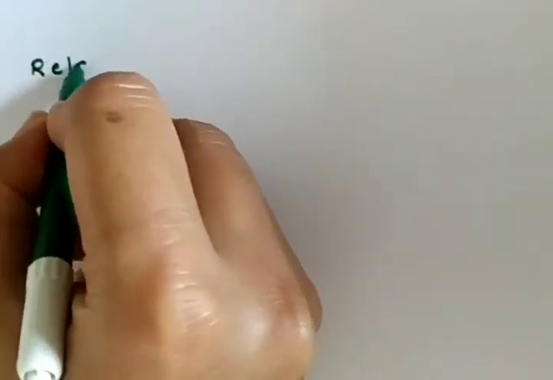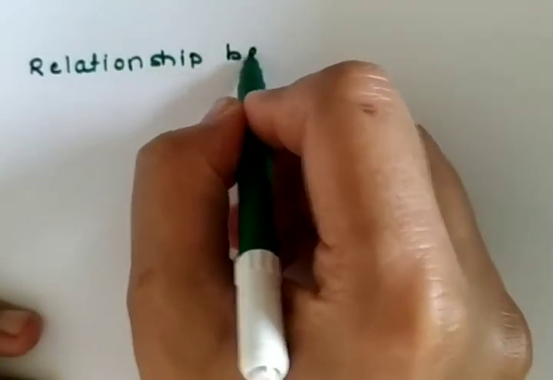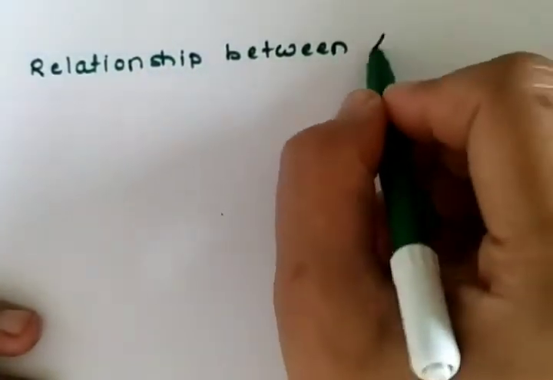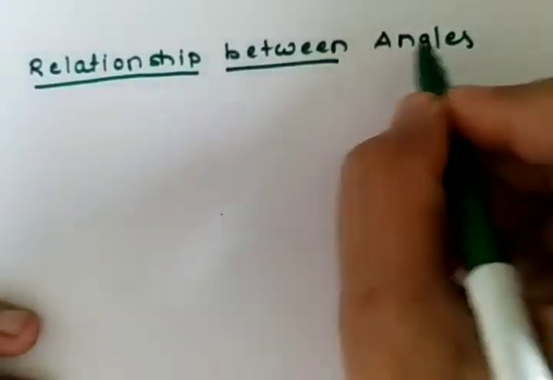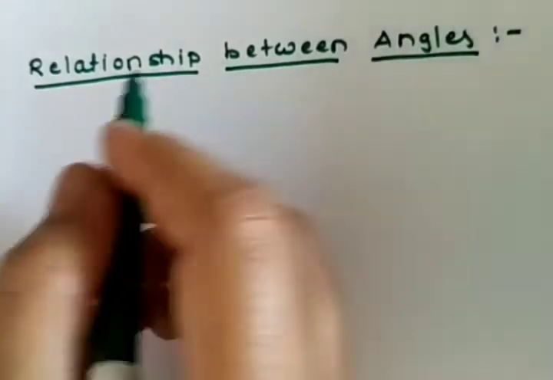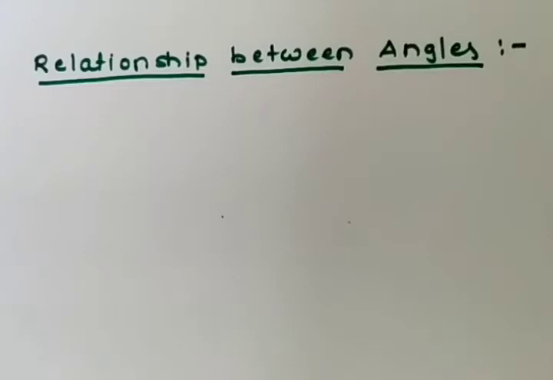So today's video's first point is relationship between angles. These are said to be pair of angles also. Okay, pair of angles means what? If we see some combination of angles, that means they are said to be a pair of angles, if they are combined with a definite property.